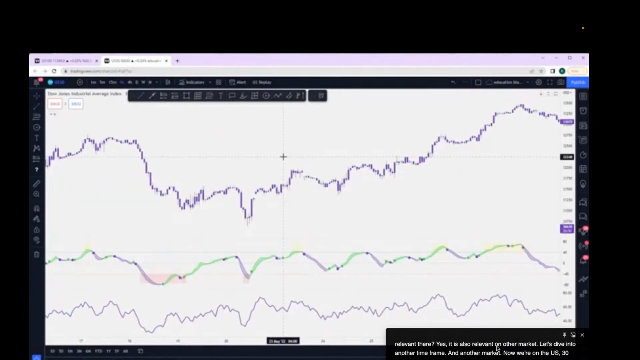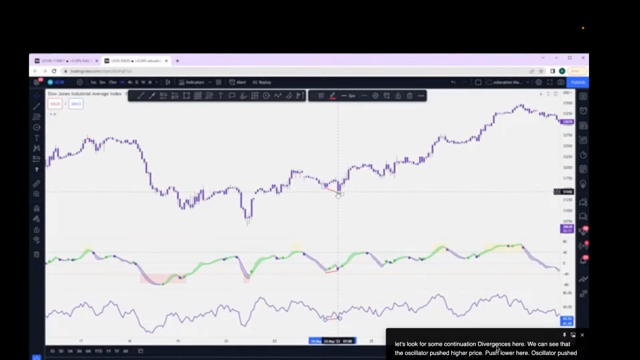Now we're on the US 30 1-hour chart, and here you can see that we have made a lower low, lower high, lower low, lower high, lower low. Then we get this higher high, higher low. We have had a reversal of trend direction in this area. So let's look for some continuation divergences. Here we can see that the oscillator pushed higher, price pushed lower. Here, oscillator pushed higher. That would be a continuation divergence.